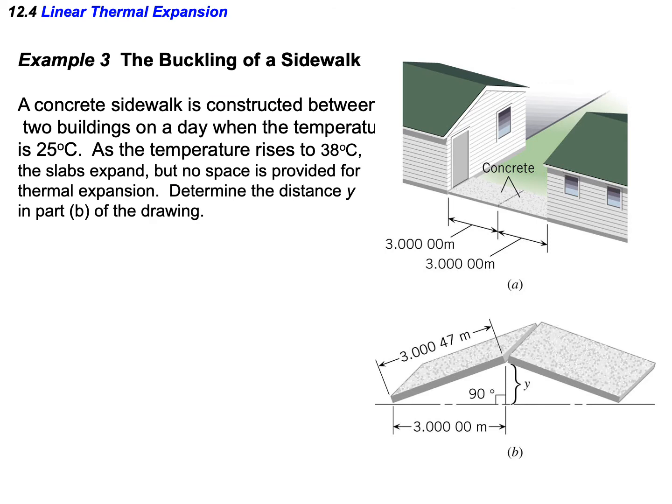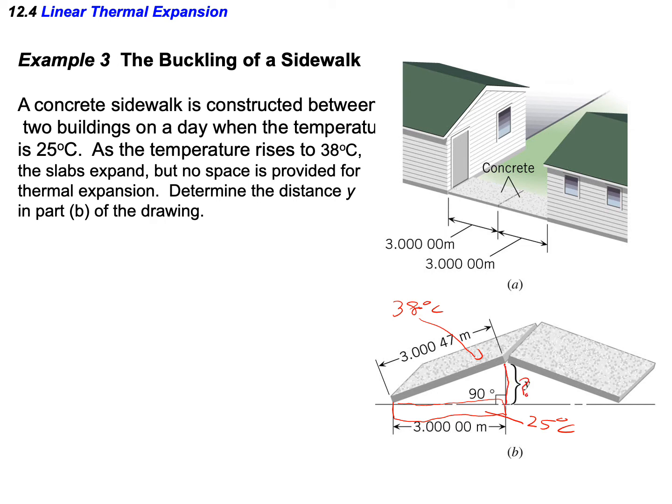In this example, a concrete sidewalk is constructed between two buildings on a day when the temperature is 25 degrees Celsius. When the temperature rises to 38 degrees Celsius, the slabs expand, but there is no space between the two slabs, and therefore because of the expansion, it buckles like this. At 25 degrees Celsius, it's flat. But when the temperature rises to 38, it expands, and because there's no gap, it buckles. So the question is, what is this height?